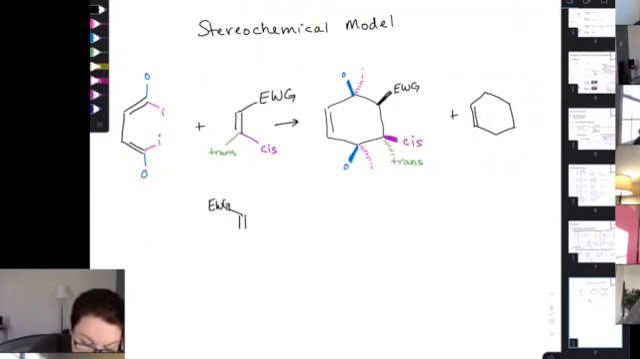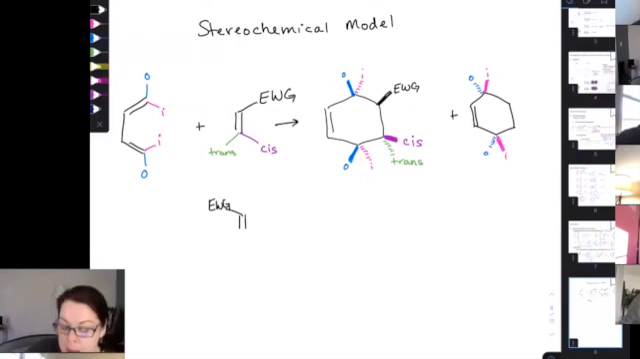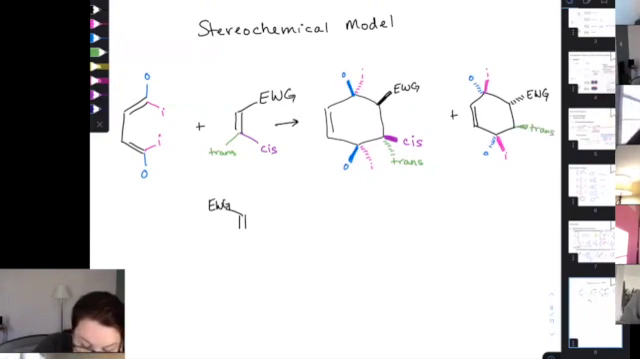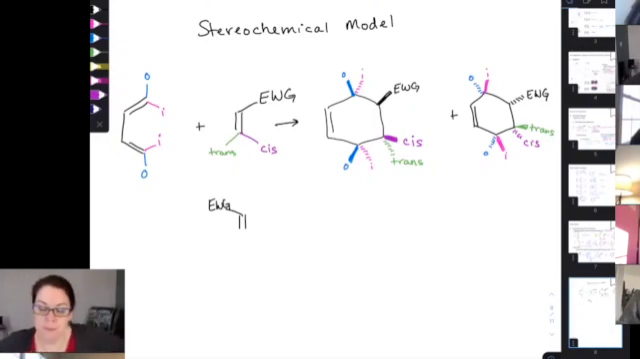All right, so we're just going to make everything that was wedged dashed and what was dashed wedged. Here's my outside group. My outside groups are dashed. Inside groups wedged. My electron withdrawing group now has to be dashed also. My trans group now is going to be wedged. And my cis group is dashed. So that might be a helpful kind of summary for you. Good?